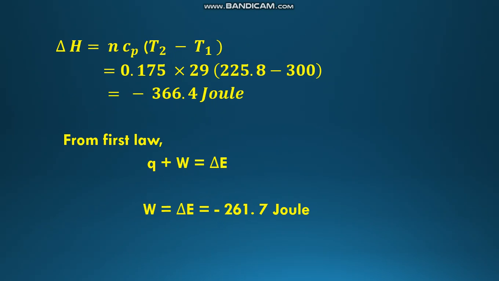From the first law, Q plus W is equal to delta E. So W is equal to delta E, which is equal to minus 261.7 joules, because Q is equal to 0, since it is an adiabatic process. In this way, we can evaluate the different terms by using different equations for the adiabatic process. So these are the problems we are solving today.